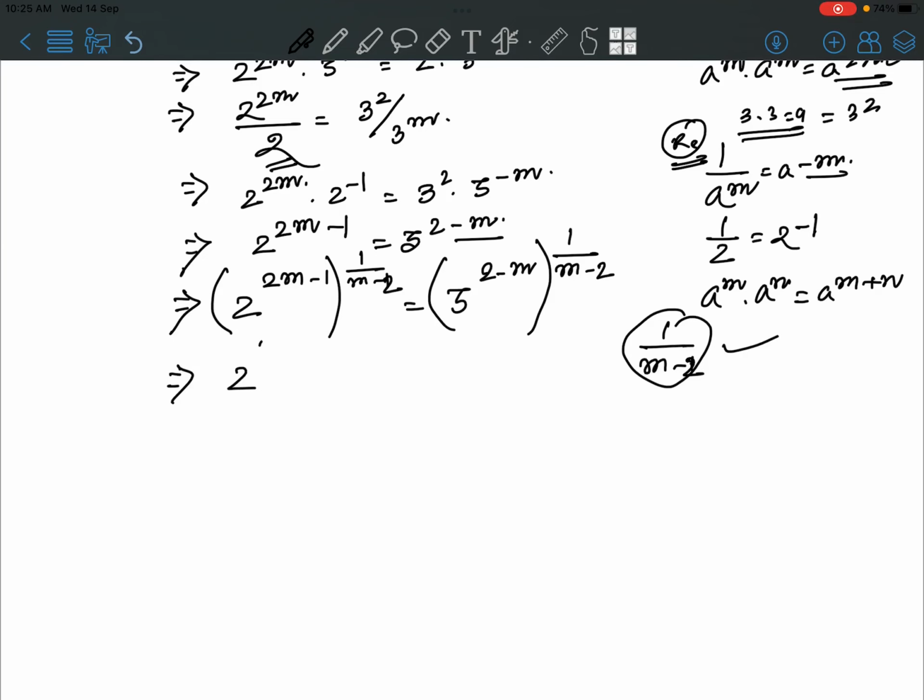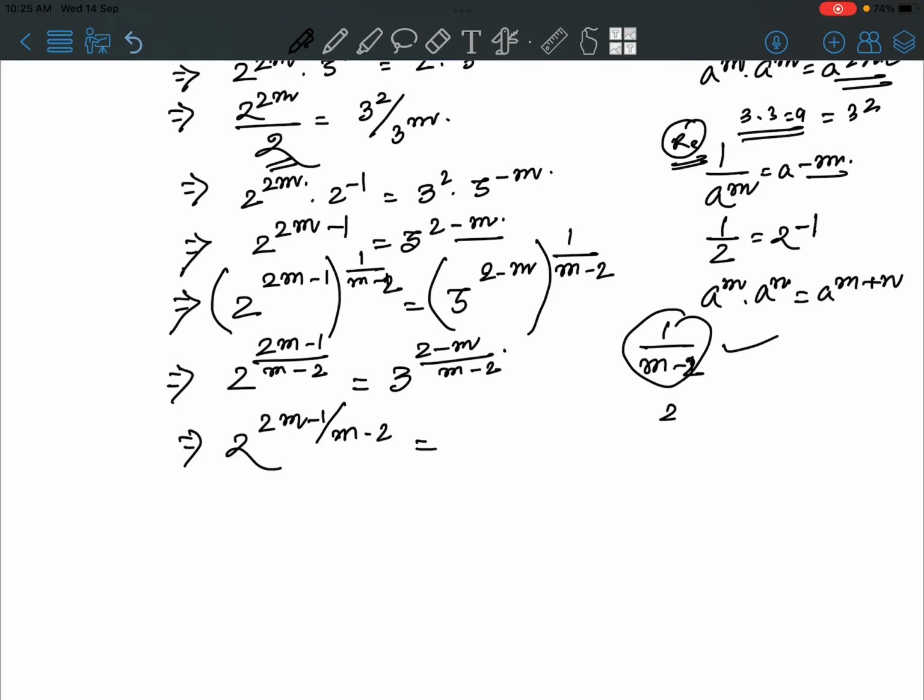Now 2 to the power 2m minus 1 divided by m minus 2. On the right hand side, 3 to the power 2 minus m upon 3m minus 2. Now 2 minus m can be written as minus of m minus 2, so minus of m minus 2 divided by m minus 2. The m minus 2 will cancel out each other, by using the formula of numerator and denominator.